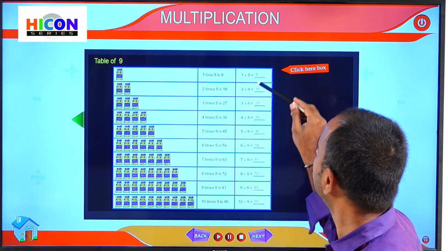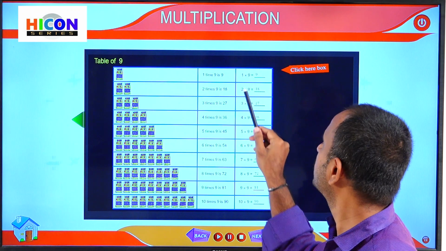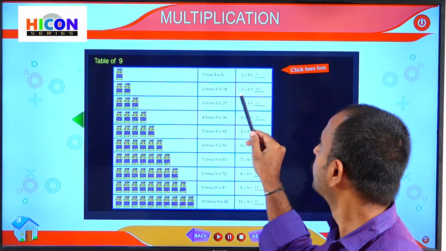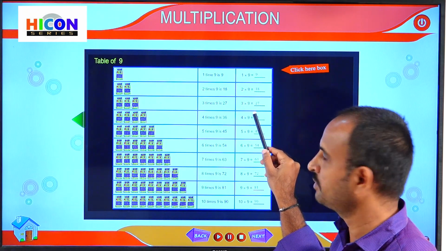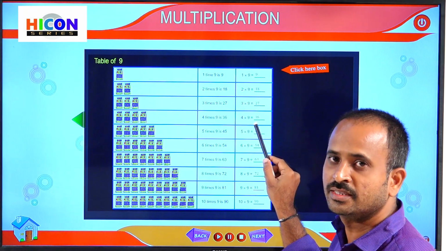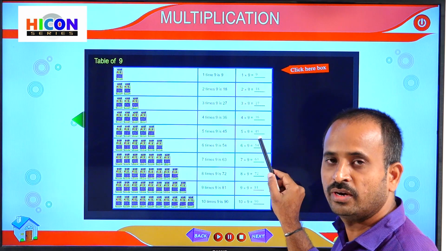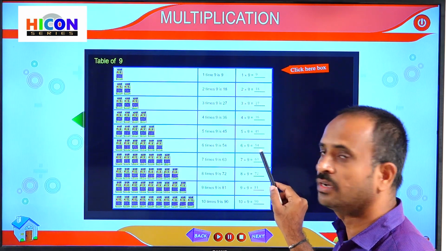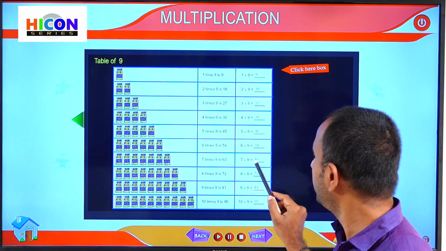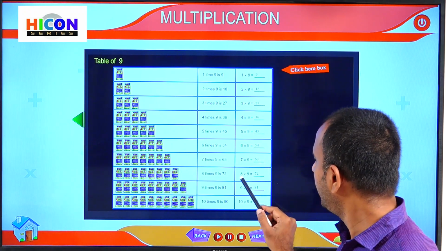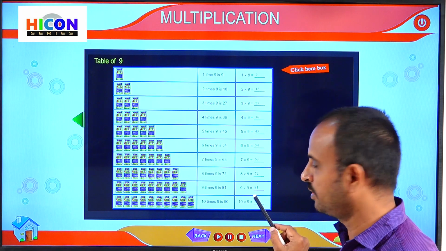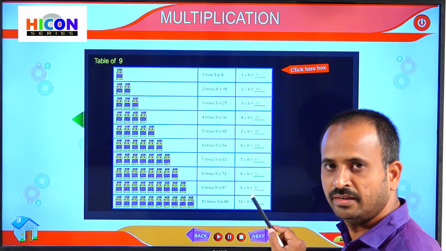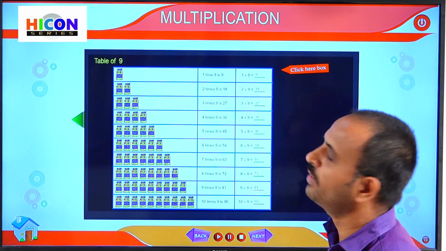So children, this is the table of 9. That is 1 nine is 9. 2 nines are 18. 3 nines are 27. 4 nines are 36. 5 nines are 45. 6 nines are 54. 7 nines are 63. 8 nines are 72. 9 nines are 81. 10 nines are 90. So this is the table of 9.